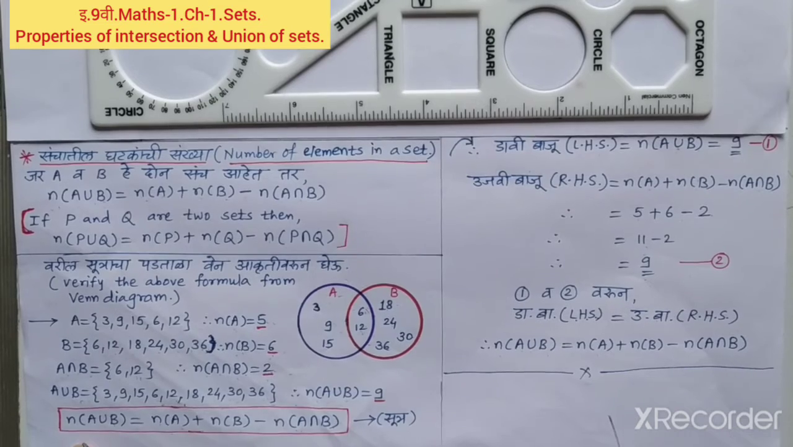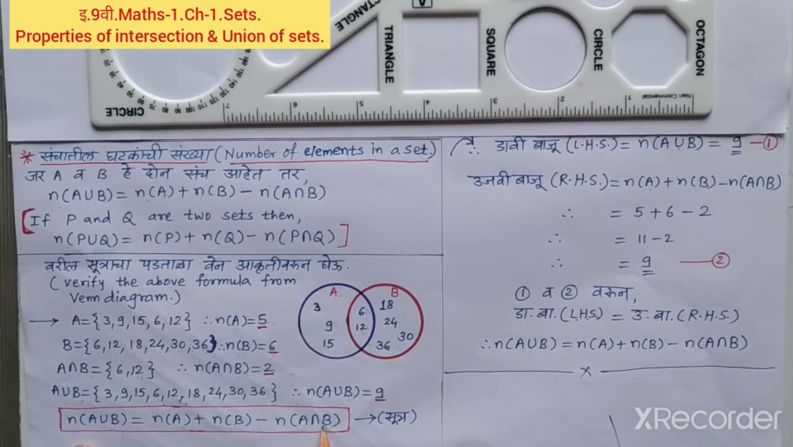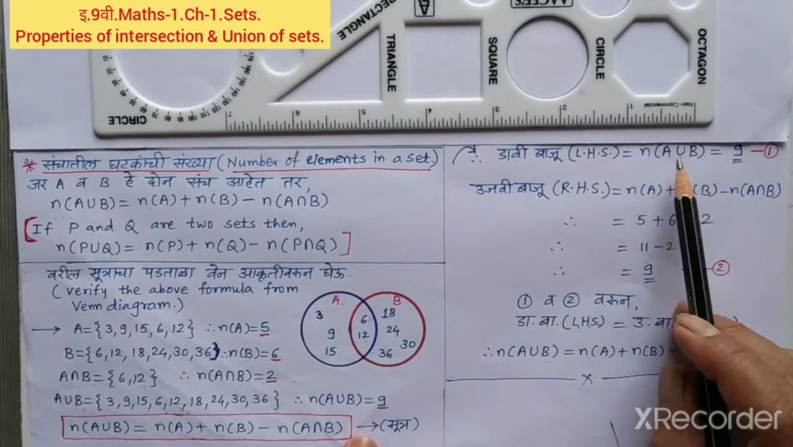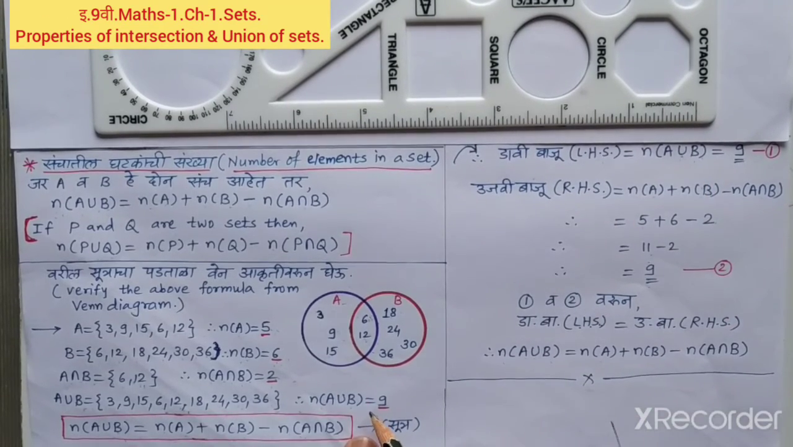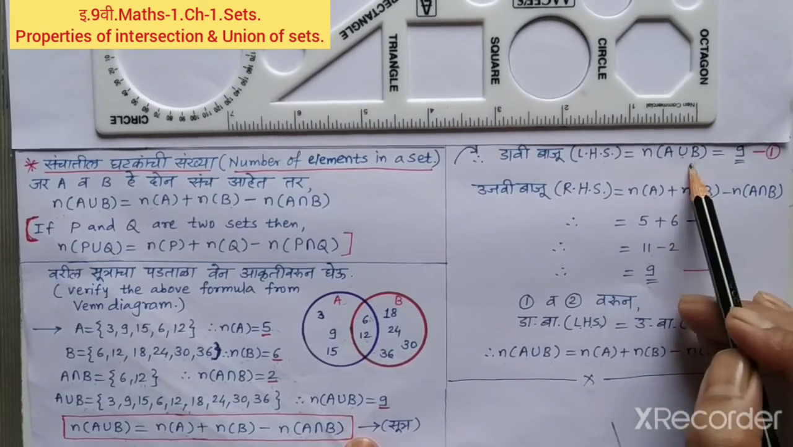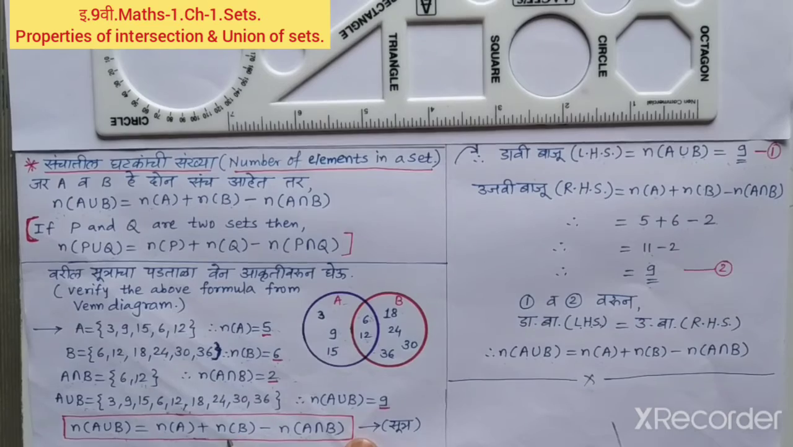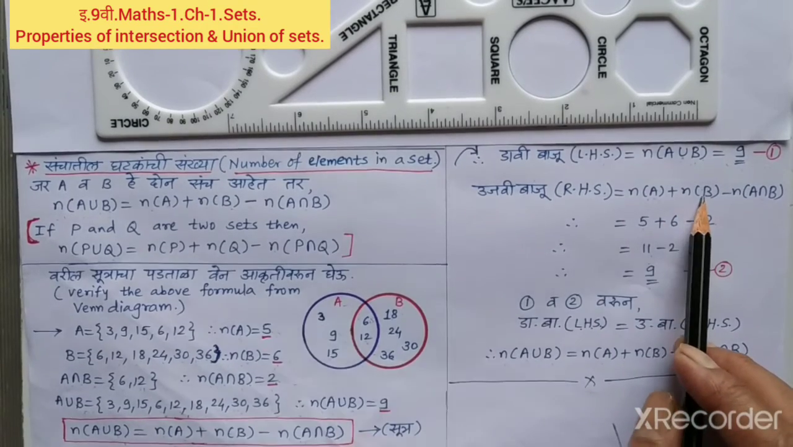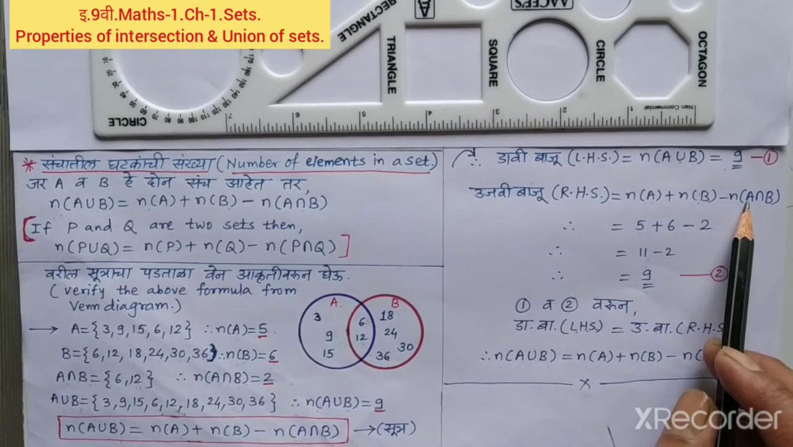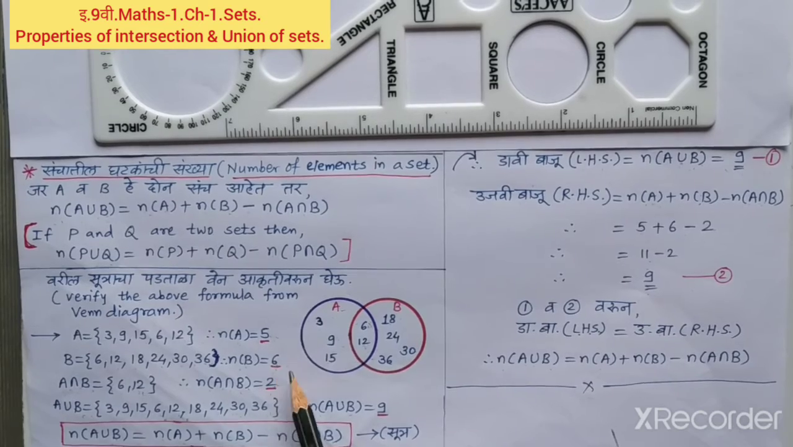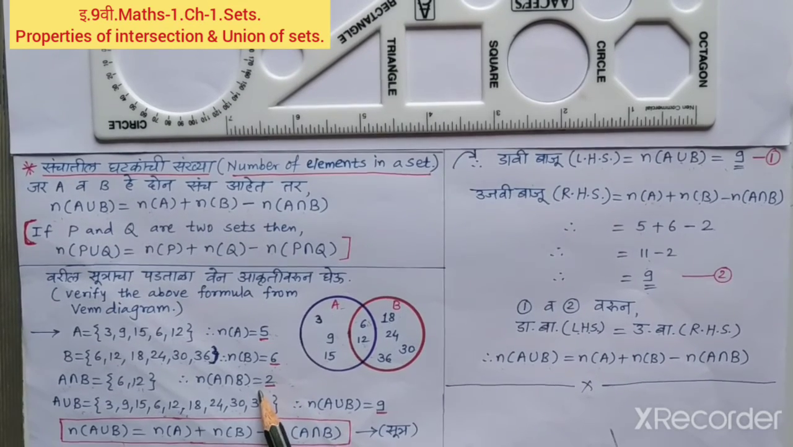Now to verify this formula, n of A union B is equal to n of A plus n of B minus n of A intersection B. Consider the left hand side. The left hand side is n of A union B, and we just saw that the number of elements in the union is 9. So n of A union B is equal to 9. Call this 1. Now consider the right hand side of this formula: n of A plus n of B minus n of A intersection B. So put the values we just got here. n of A is 5, n of B is 6 and n of A intersection B is 2.